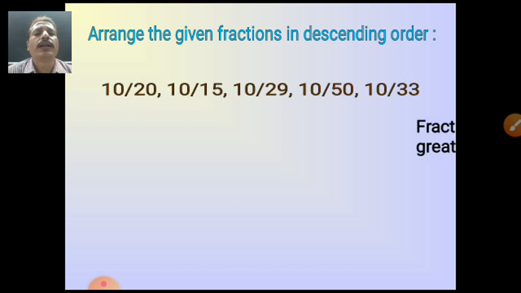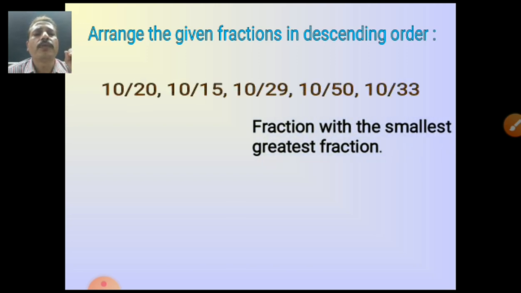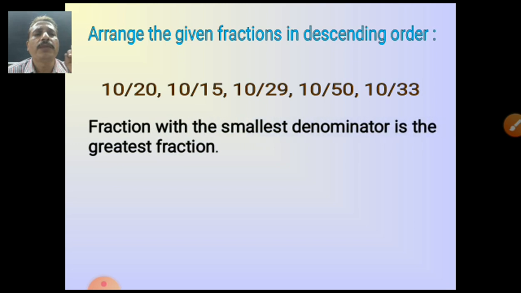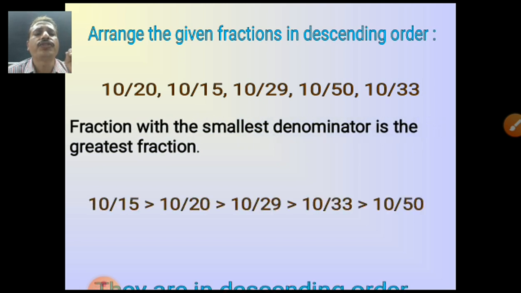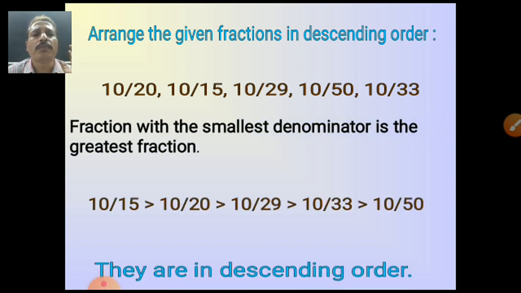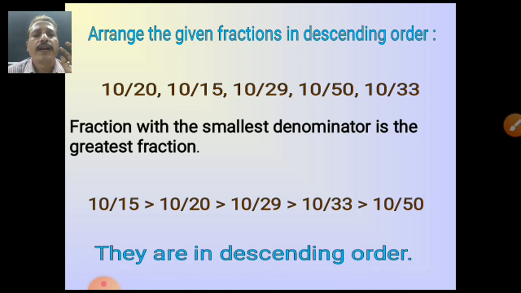Now look here: 10 upon 20, 10 upon 15, 10 upon 29, 10 upon 50 and 10 upon 33. Arrange in descending order. Yes, students, here the smaller number will come first. So 10 upon 15, then 10 upon 20, 10 upon 29, 10 upon 33 and 10 upon 50. We are moving a little fast because we have to start today's exercise also.